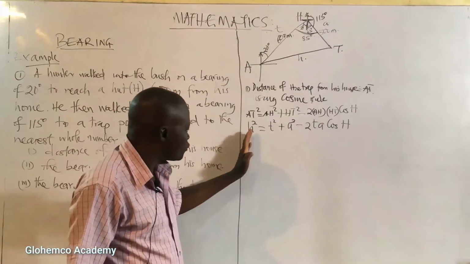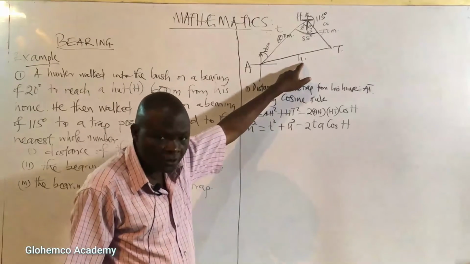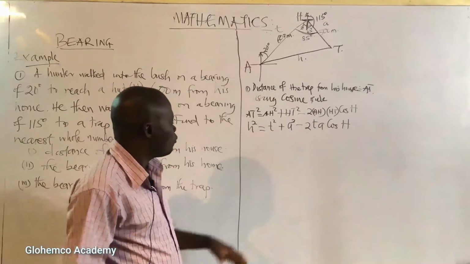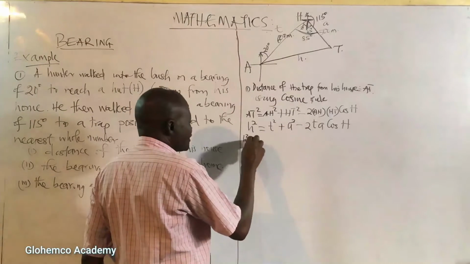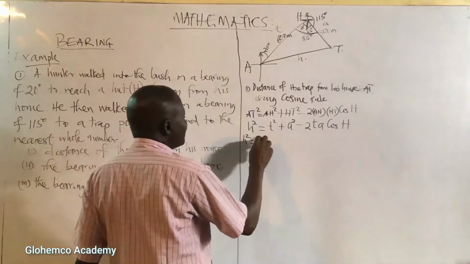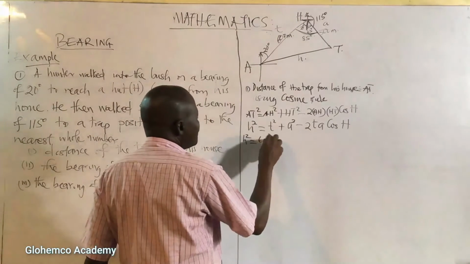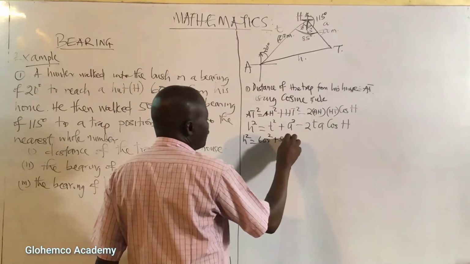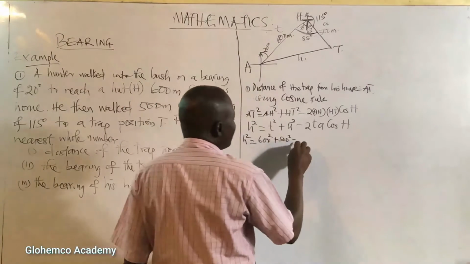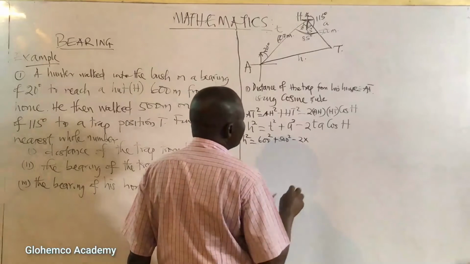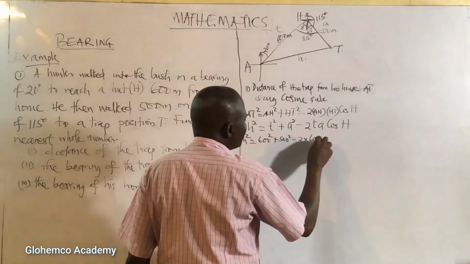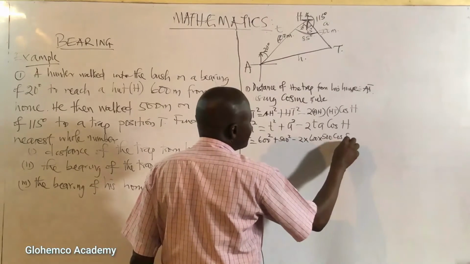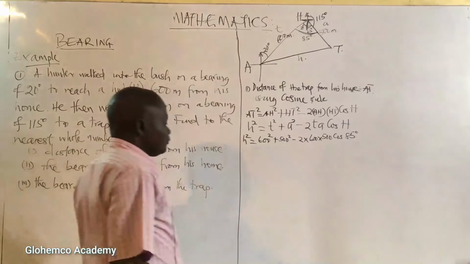So what is small h? That is what we are looking for. We are looking for h squared. Now, we will write this one as h squared equals t, our t is 600 squared, plus a, 500 squared, minus 2t, t is 600, a is 500, cos h. Cos h is 85 degree.